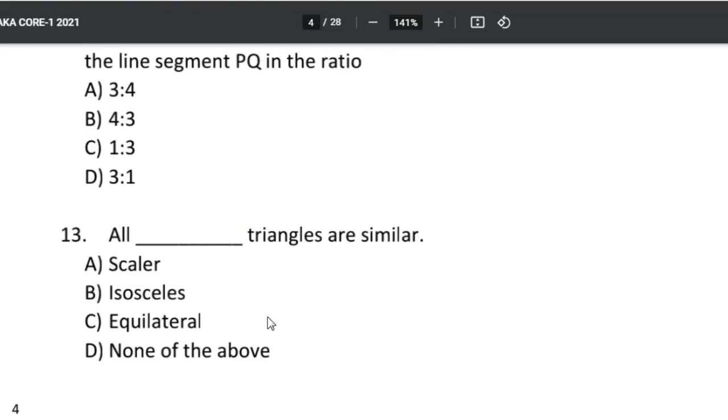Question. All triangles are similar. The options are scalene triangles are similar, isosceles triangles are similar, or equilateral triangles are similar? The correct option for this question is equilateral. The reason is, in an equilateral triangle, all angles will be equal and sides are proportional. If you take any two equilateral triangles, their angles will be equal, which is 60 degrees, and their sides are proportional. So the correct option for this question is C, equilateral triangle.